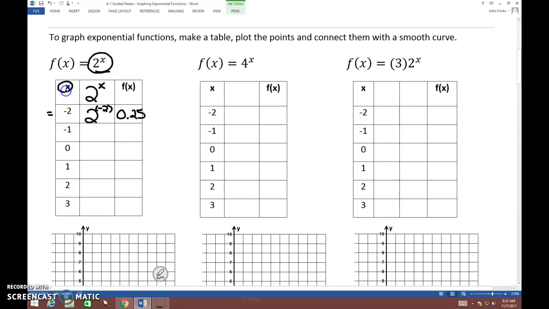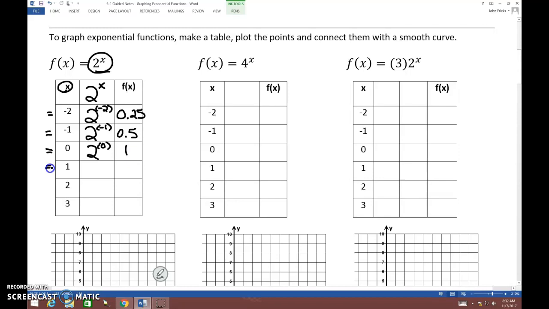Next, x is going to be equal to -1. So that's going to be 2 to the -1 power. When I substitute that into my calculator, I'm going to get an answer of 1/2, or 0.5. And I would continue this process. Once again, x is equal to 0. That would be 2 to the 0 power, and anything to the 0 power is always understood to be 1.